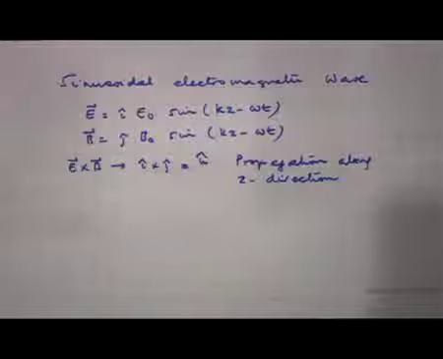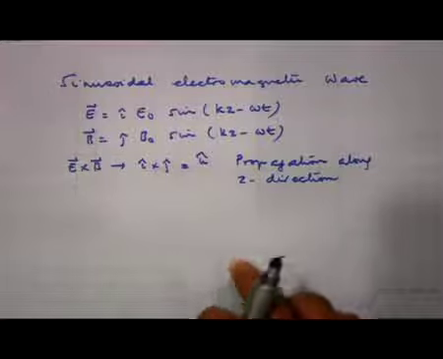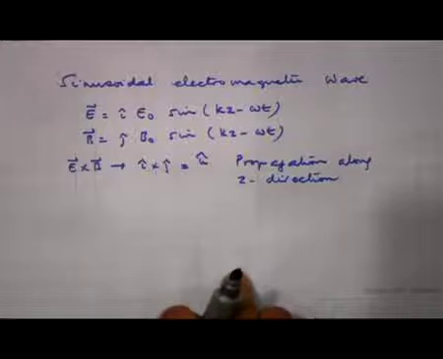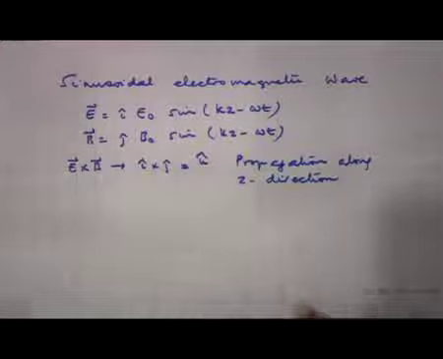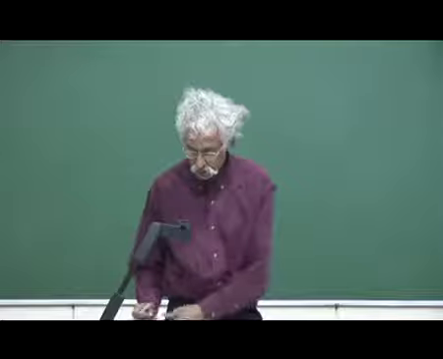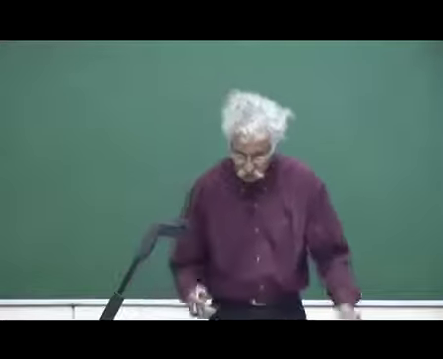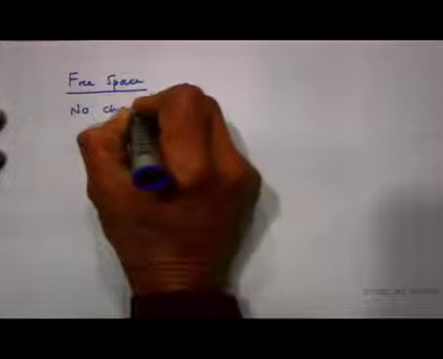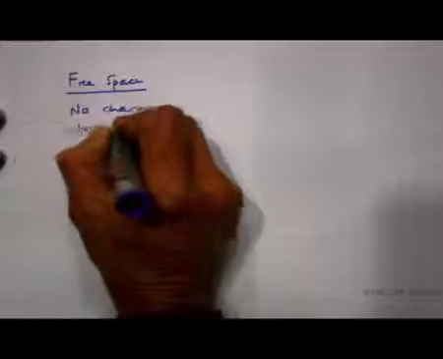Now, what I am going to do is the following. I am going to show you that these two equations are consistent with Maxwell's equations, and for this I am going to look at free space. So, I am looking at propagation of electromagnetic wave in free space. That means there is no medium and there is no charge, no currents.